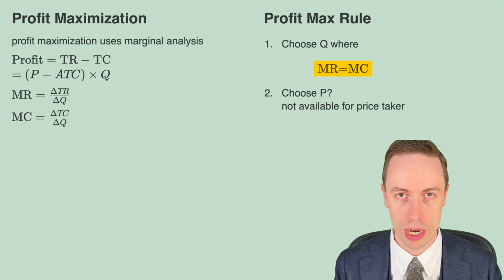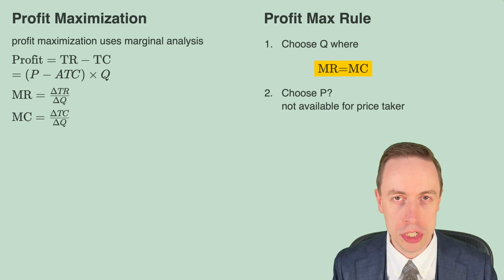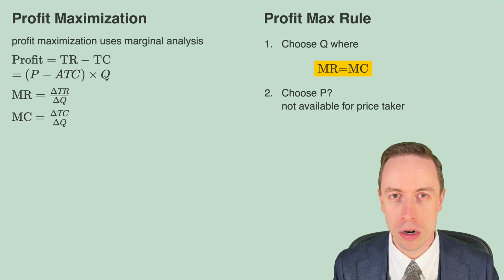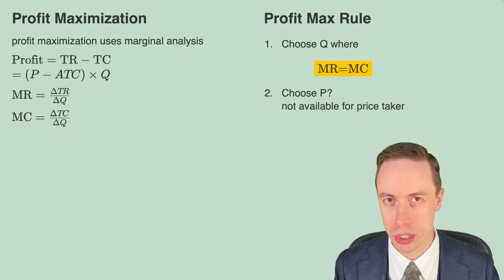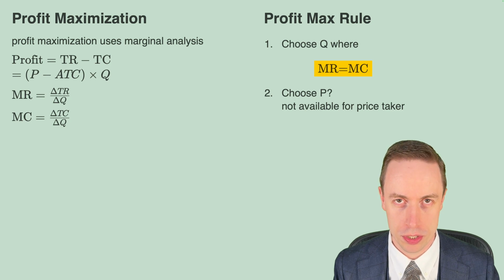So let's put the rule right up front in a big yellow box. The rule is choose quantity for your business where marginal revenue equals marginal cost. And we're going to take a look in just a second at why that works.